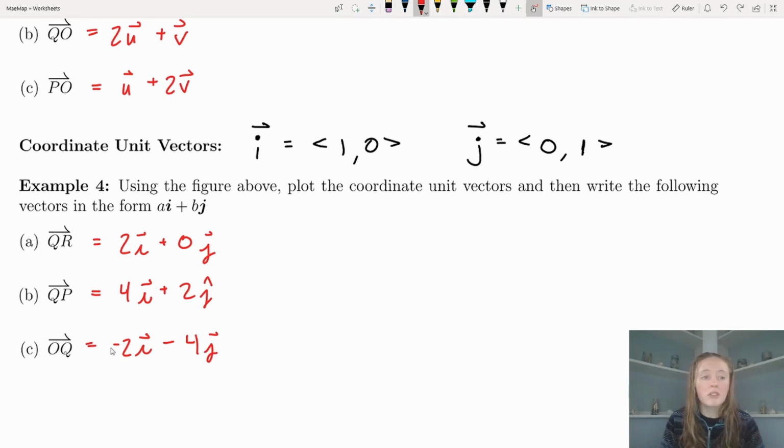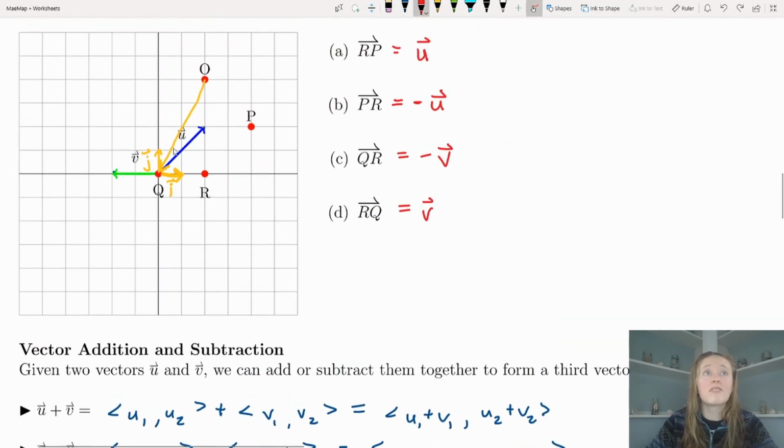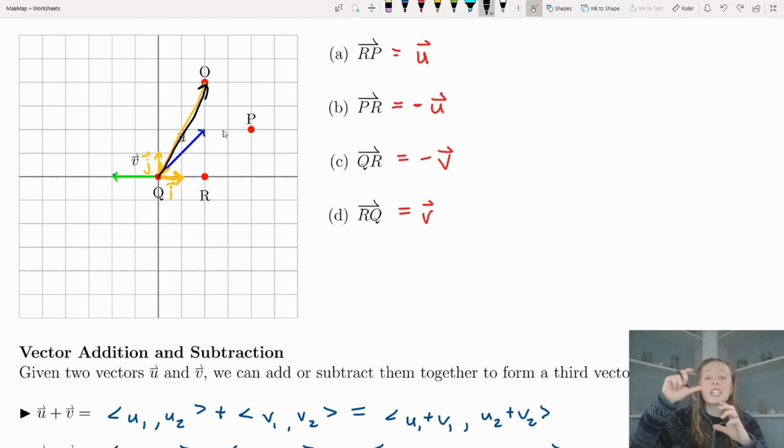And just a quick note, remember that vector OQ points in the opposite direction of QO. So if it was easier to envision vector QO as a positive 2i and then a positive 4j, all you would need to do to get that opposite direction is multiply by a negative 1. So that would give you a negative 2i and a negative 4j.